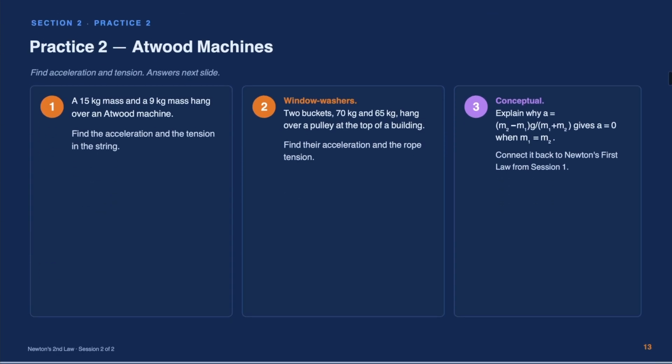Okay, so let's go over some practice first. And obviously these are the more basic ones. The more complex ones will be on autolearning.com and the PDF I push out later. Okay, a 15 kg mass and a 9 kg mass hang over an Atwood machine.